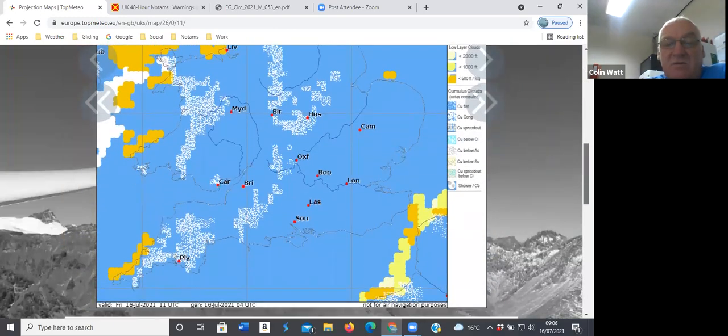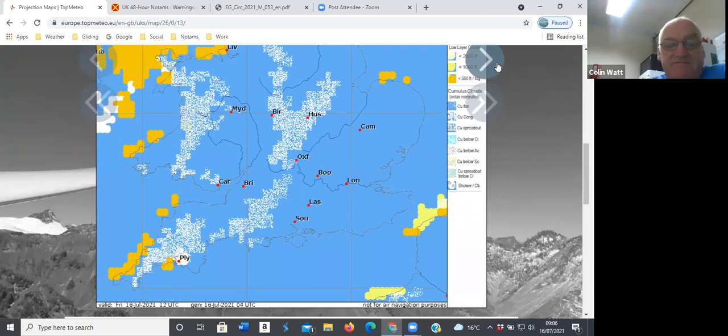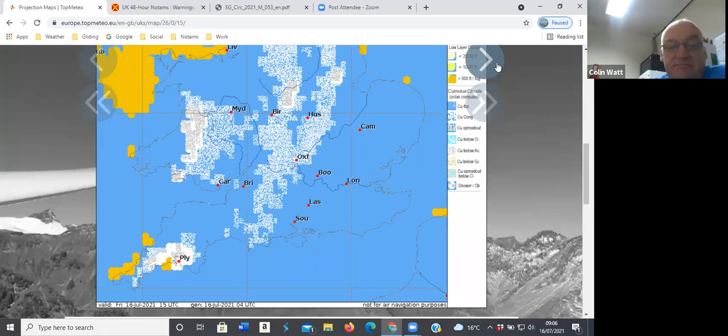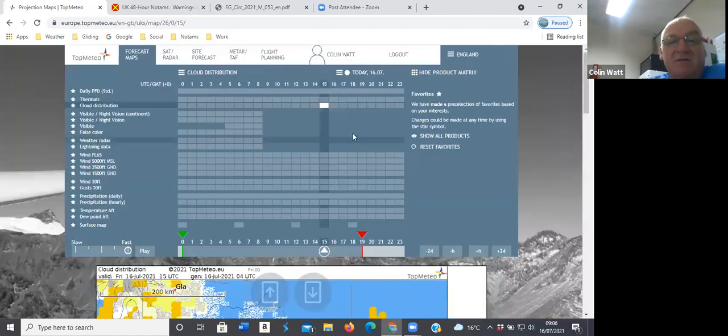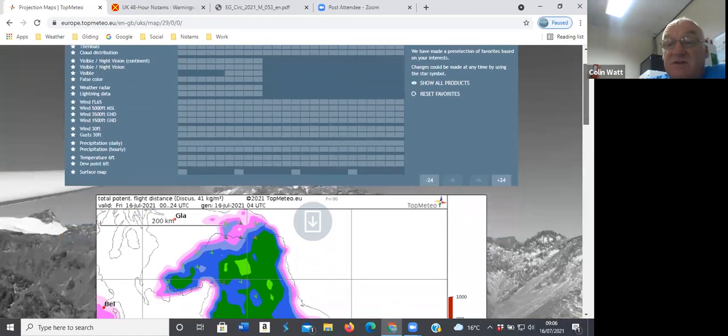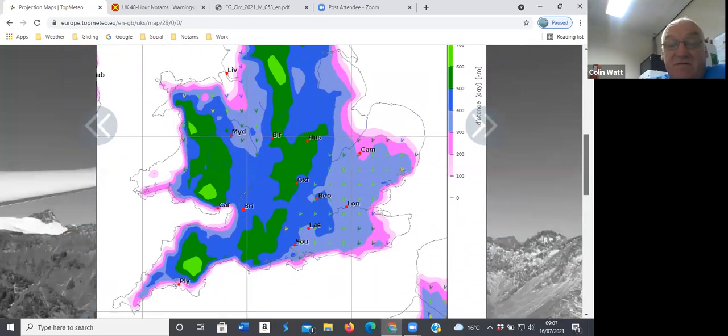So isolated cu by late morning, lunchtime. And then as the day goes on, you start to see more cumulus. I think we're going to see some here. But definitely better in a line up from the south coast up to Oxford, Husbos area. And that seems to be where Top Meteo is suggesting the best cross-country distance is. I would say that's in line with all the other forecasts I've seen.